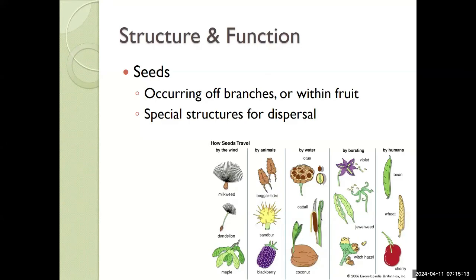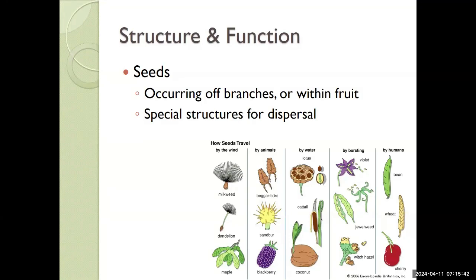The next structure are seeds. They can occur off the branches or be nestled within fruit. These are specialized structures that are key for dispersal. One of the interesting things about plants is that you can look at a plant and tell its life history. You can tell whether it's an inbreeder, an outbreeder, whether it's a monocot or a dicot, what environment it's native to, someplace with lots of water, someplace with limited water. You can look at the seeds and tell how they travel.